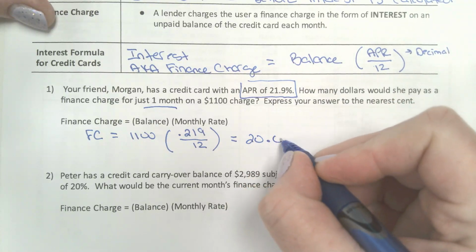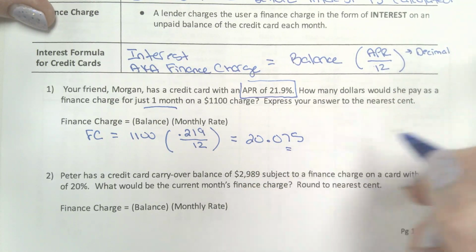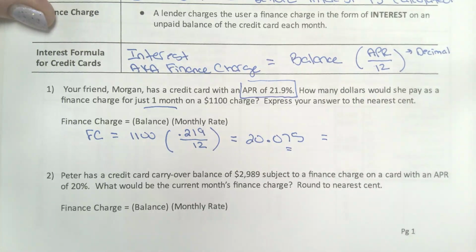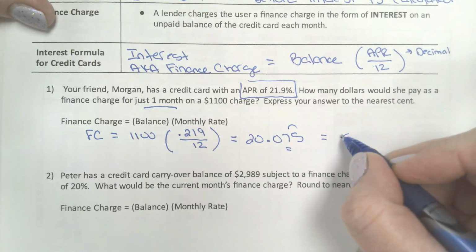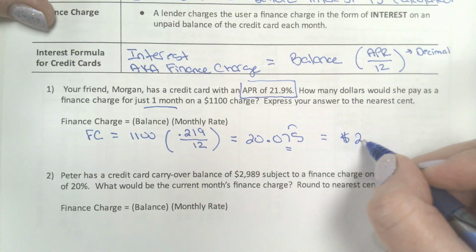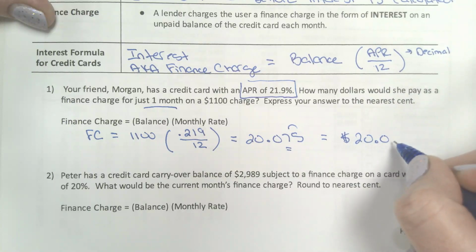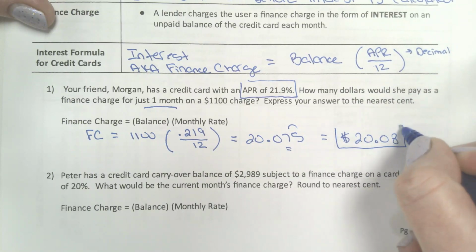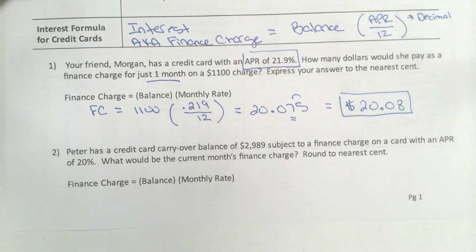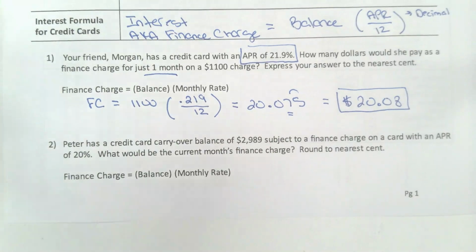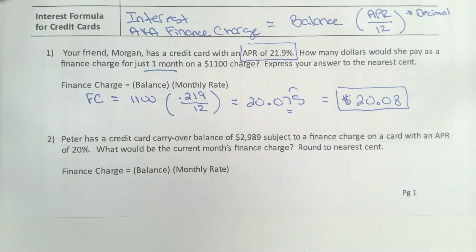So I have 20.075. Money is implied to be rounded to 2 decimal places. The 5 rounds that up to an 8. So the finance charge is $20.08. So if Morgan doesn't pay off her credit card that month, she's going to pay a little over $20 in a finance charge. And you guys try Peter.